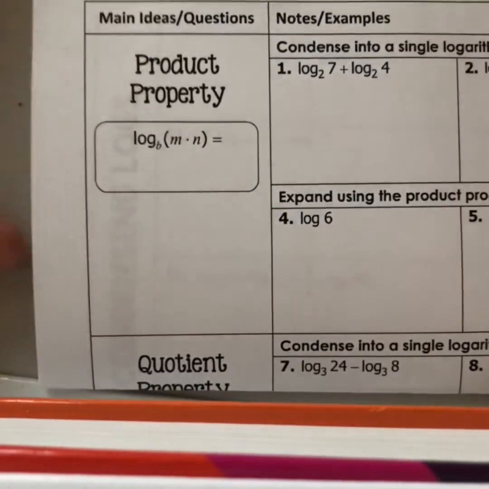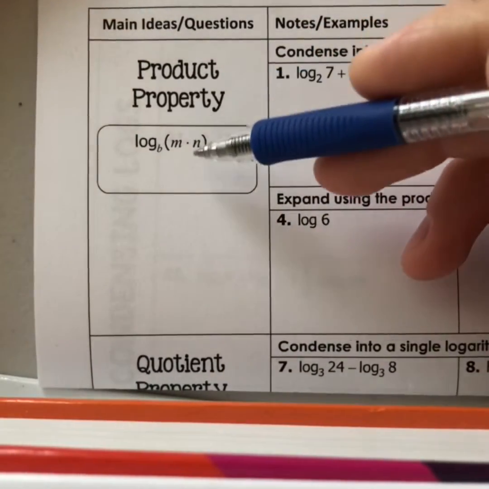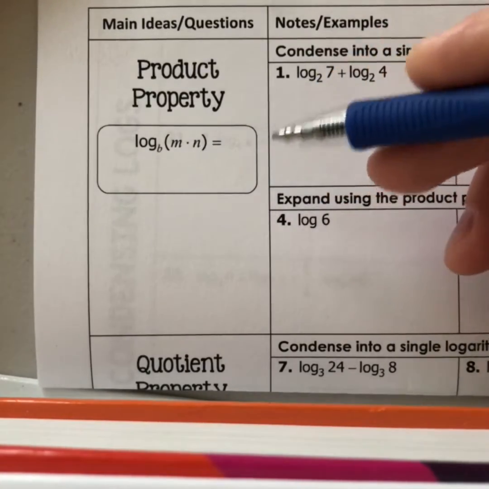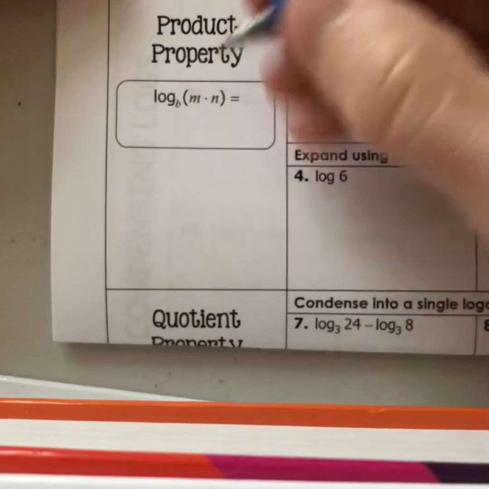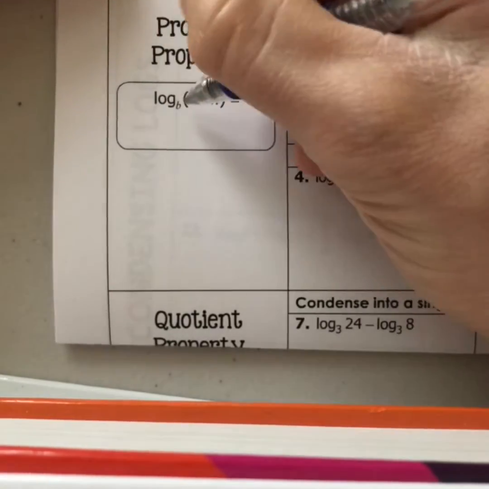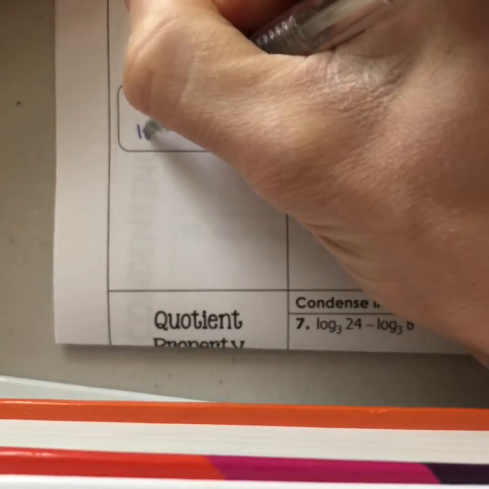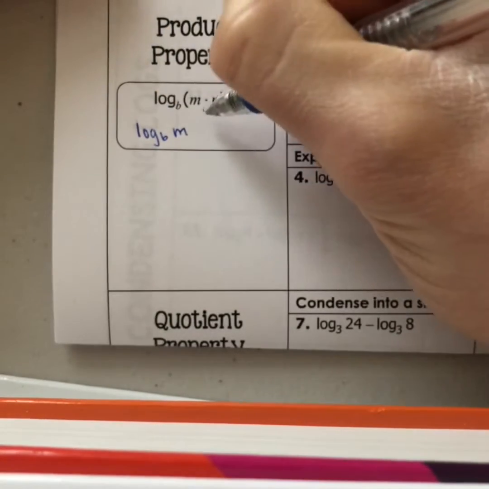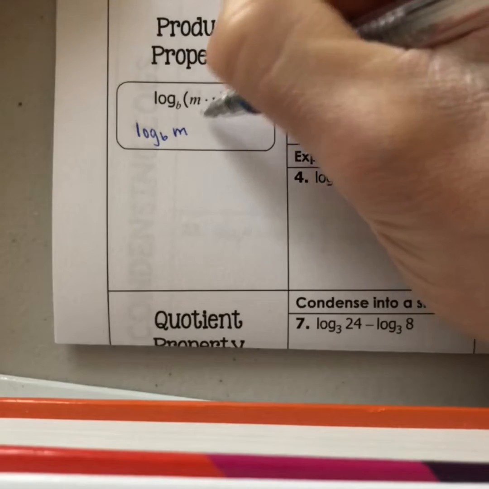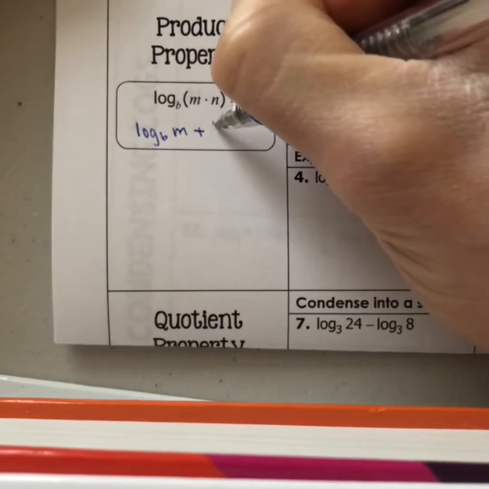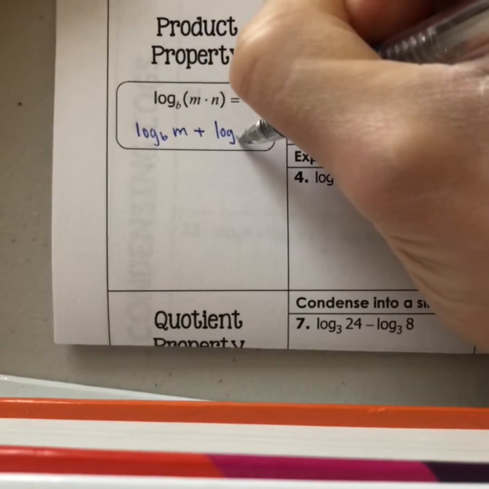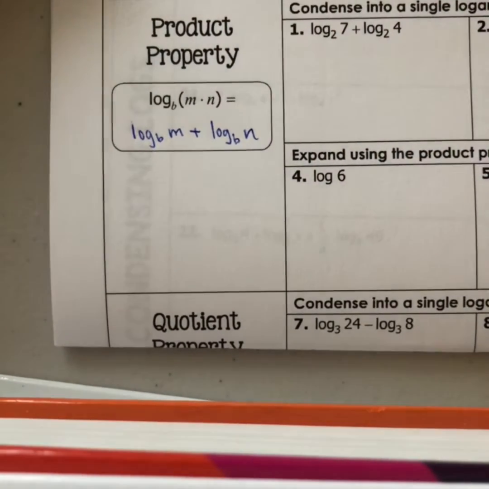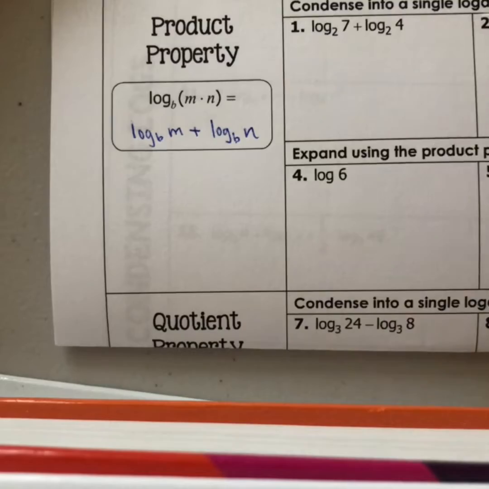The product property tells us that when we have multiplication going on, we can turn that into addition. So your general property would say log base b of m, and then since these are being multiplied, we can turn this into an addition problem: log, it's got to be the same base, log base b of n. And that's all it is. And you can go vice versa.